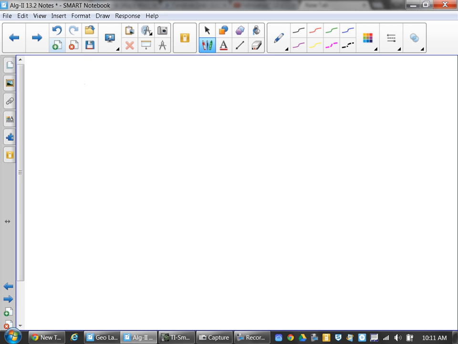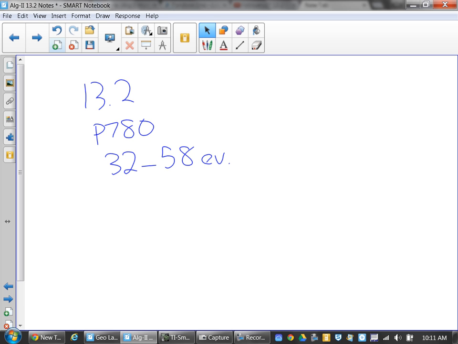Let's see here. So this is 13.2. We'll do 32 through 58 evens. We'll start with that. There's more stuff that we can do in this section, but I want to really overemphasize the simplicity that really is within finding coterminality and how you are able to find those reference angles. Okay?